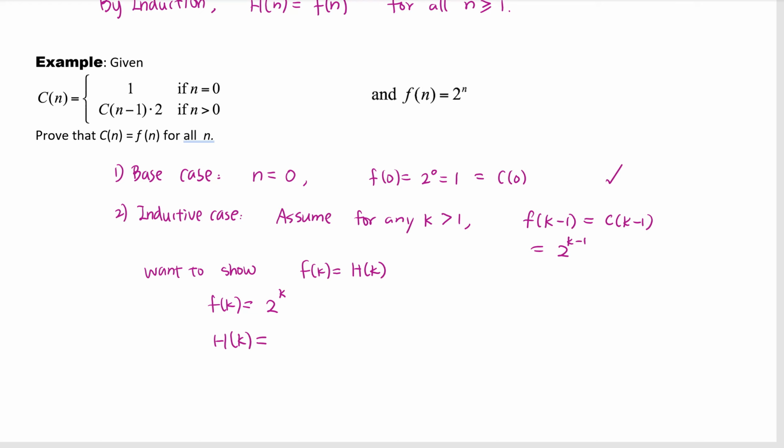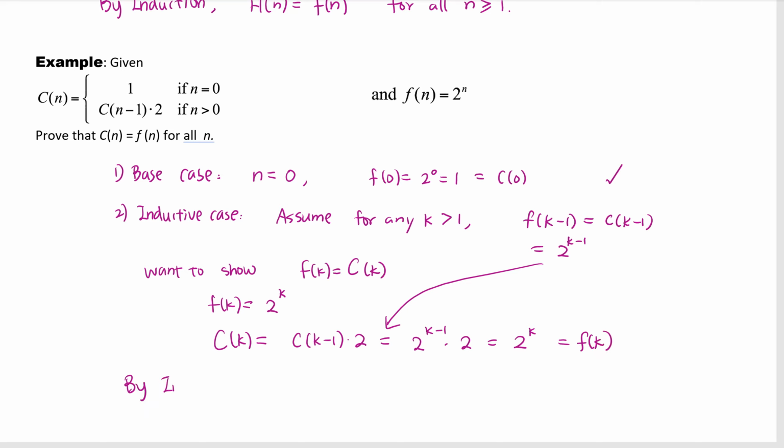Oops, sorry. Why did I use h? I should use c because in this example we're dealing with c of n, right? So c of k, using the recursive formula, is c of k minus 1 times 2. And then c of k minus 1, that's the inductive hypothesis, right? This is 2 to the k minus 1, and then times 2. This is 2 to the k. See? They are the same.